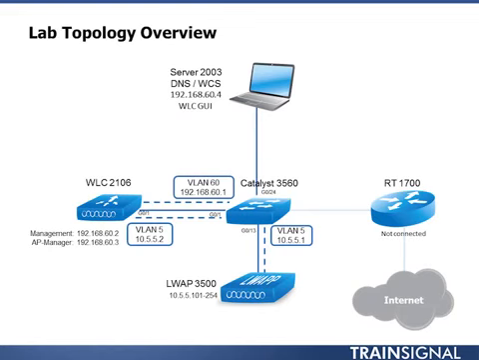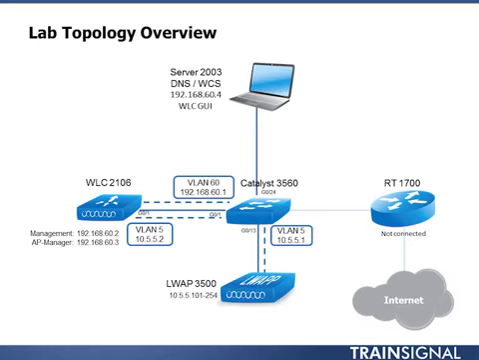So first of all, I want to show you how the lab is set up, because we're going to take a look at each of these nodes. The first thing I want you to notice is that I have a switch, a Catalyst 3560 layer 3 switch. I have a lightweight access point, a 3500. In fact, the 3500 only operates in lightweight mode. And then I have a wireless LAN controller, one of the older 2106.